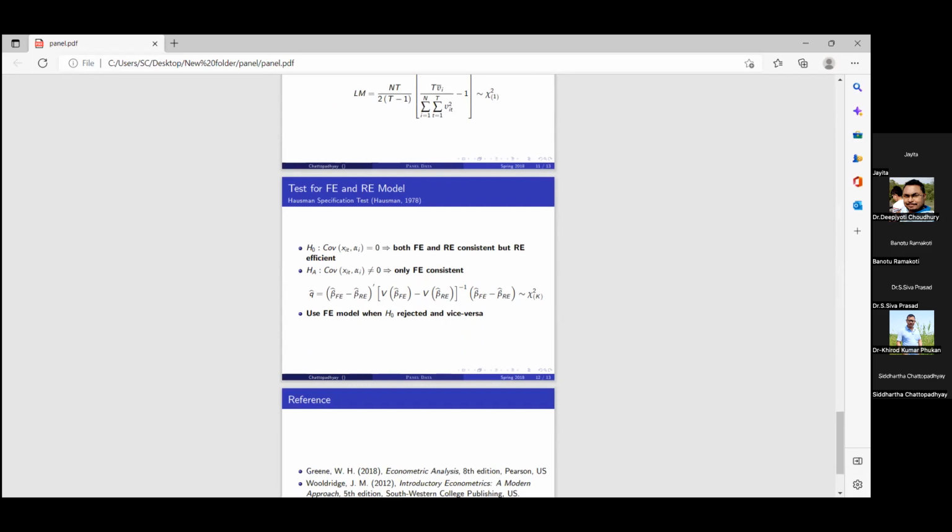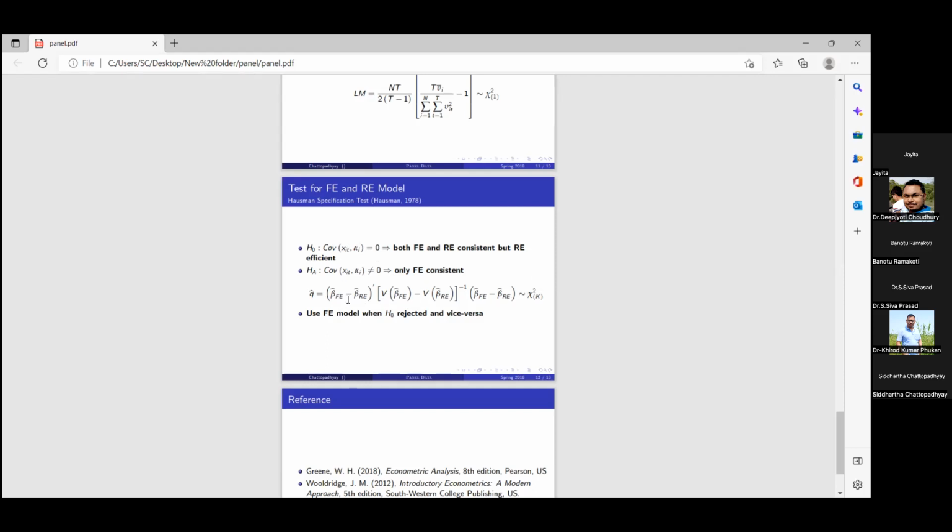But when you choose between fixed effect or random effect, there is a test. There is a specific test called the Hausman specification test. The null hypothesis of this test is that xit and alpha i are uncorrelated, and the alternative is that xit and alpha i are not equal to 0. So you simply run this regression with fixed effect and random effect. You get the estimated values of the coefficients and their variance covariance matrix, and it follows a chi-square distribution.